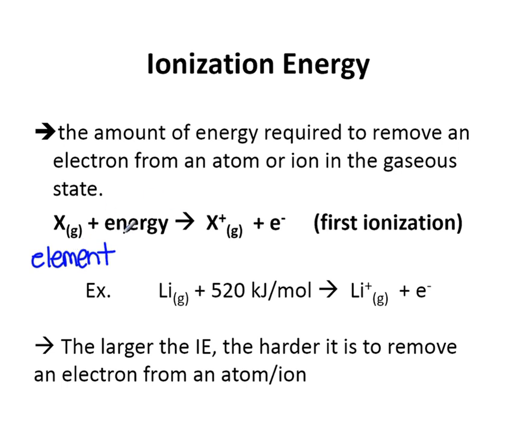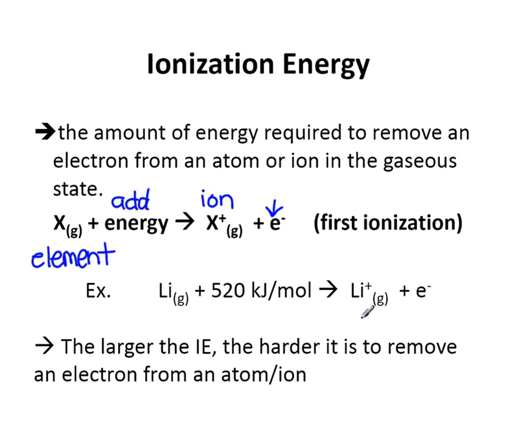You need to add some energy. Here, plus energy means you're adding or using energy. When you're doing this, you're using that energy to remove an electron. So here's the electron that was removed, and now you're left with an ion. And it's a positive ion because you can see the positive charge. So ionization energy is the amount of energy that's needed to remove one electron from an atom.